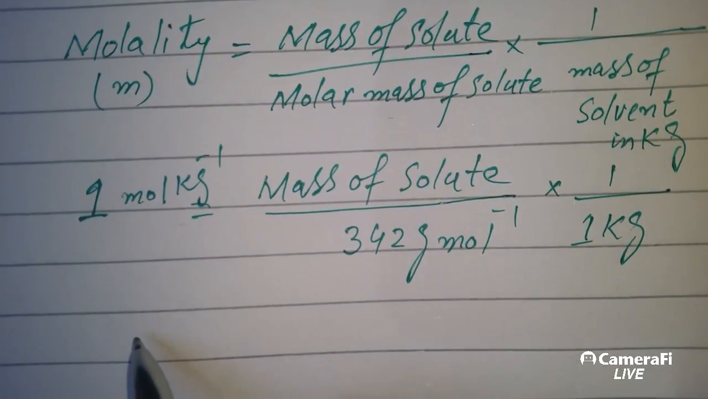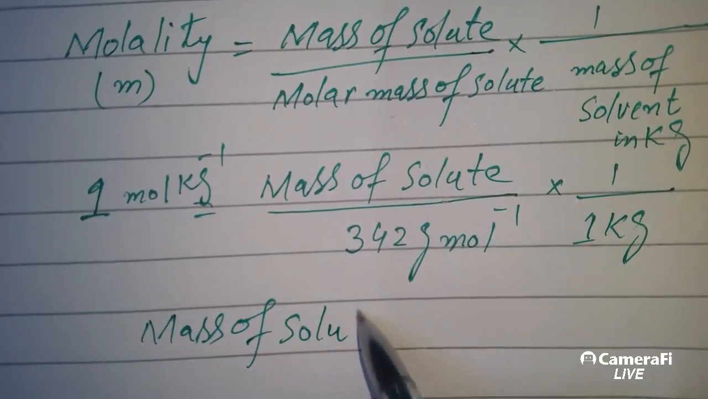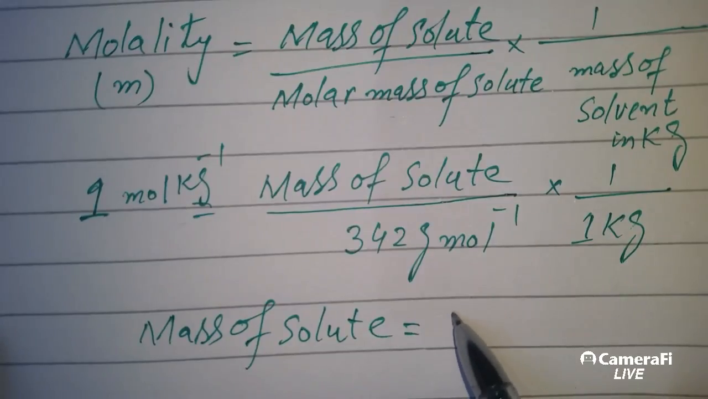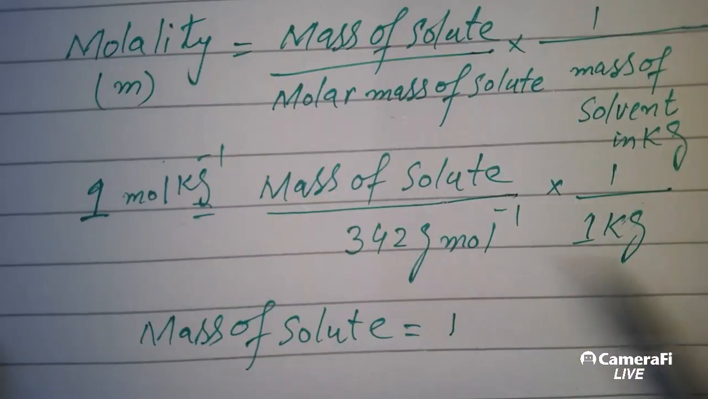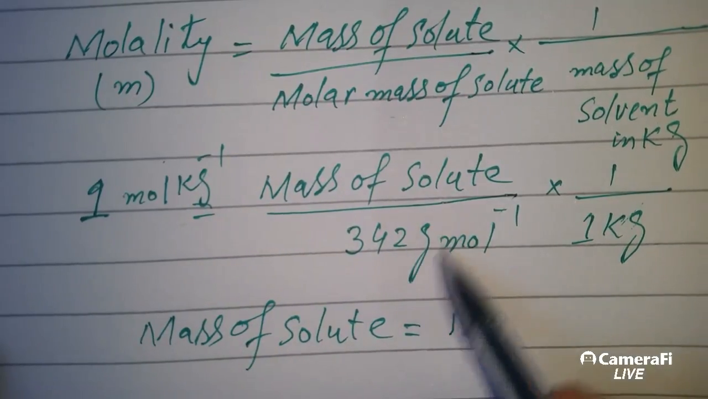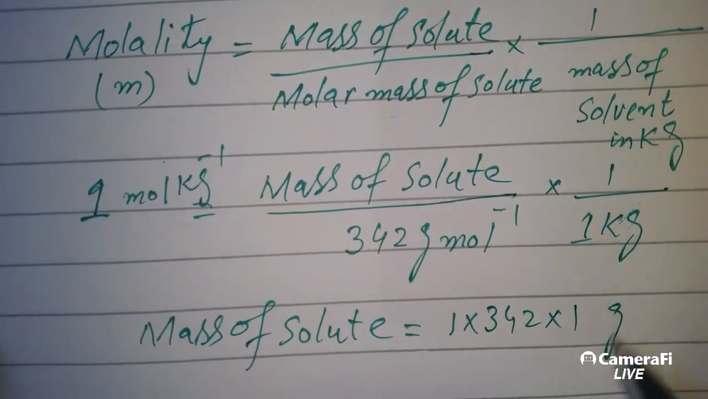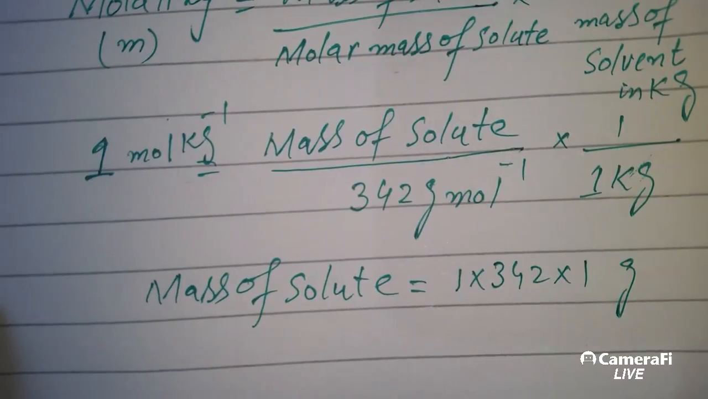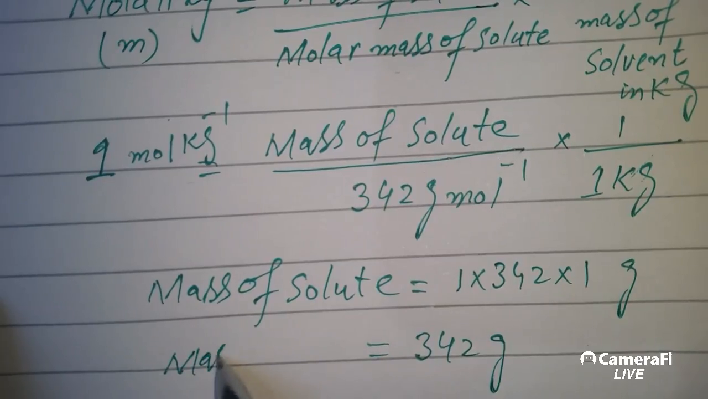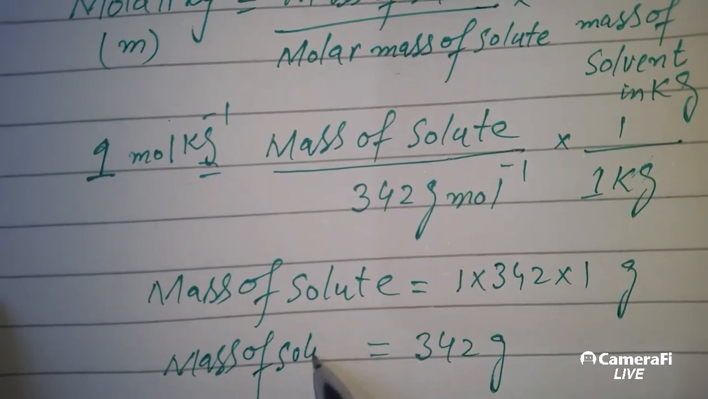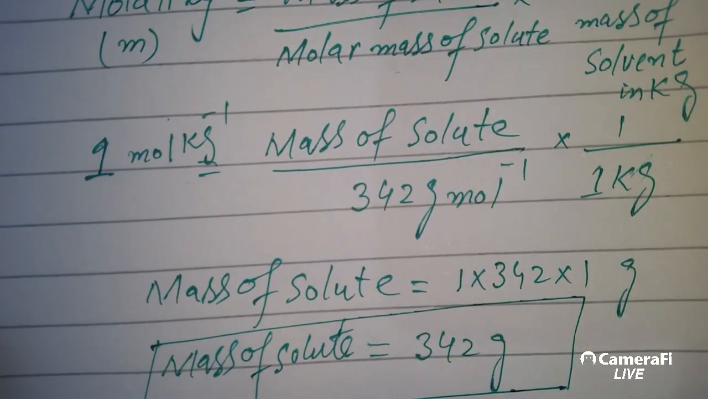So taking all the values to one side, mass of solute is equal to 1. This mole and per mole will cancel out, this kg and per kg will cancel out, and we will be left with gram only. So what we get here is 342 grams. So the mass of solute, that is sucrose, is that much.